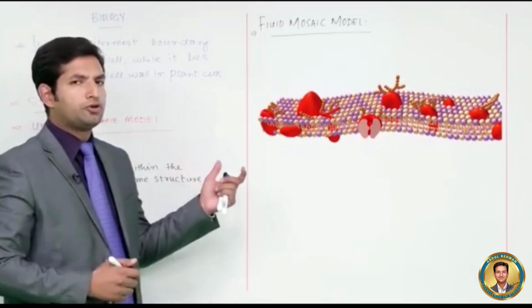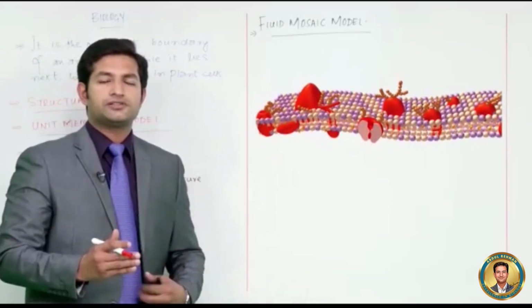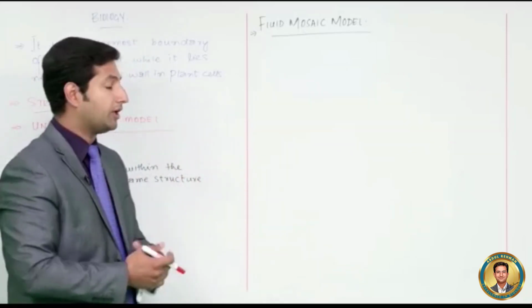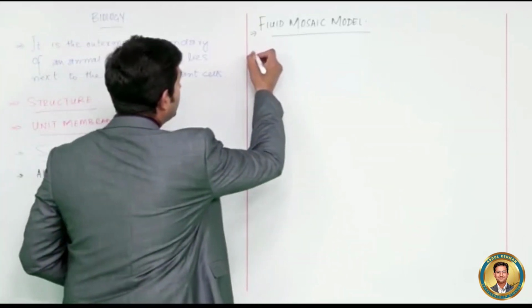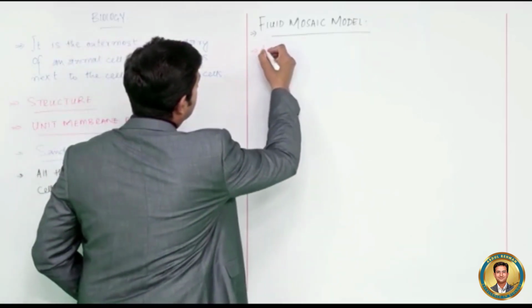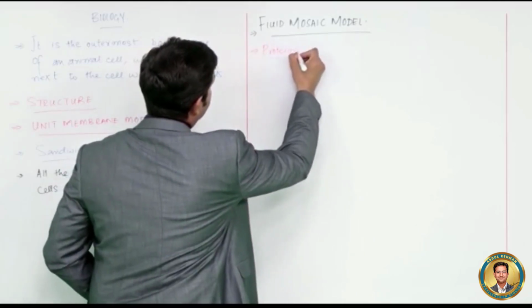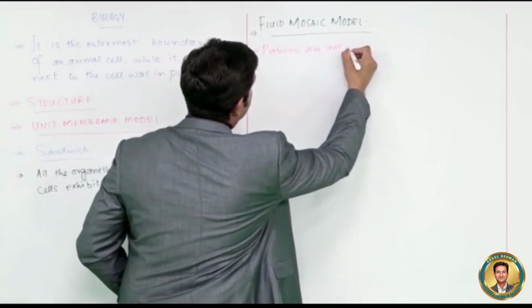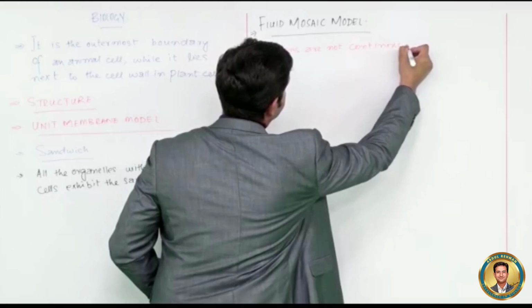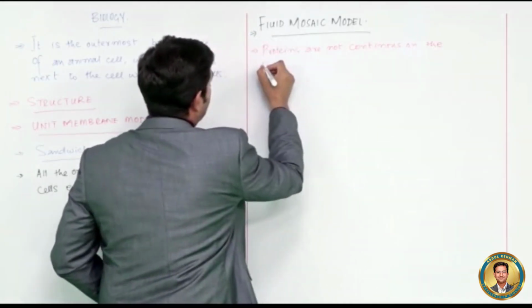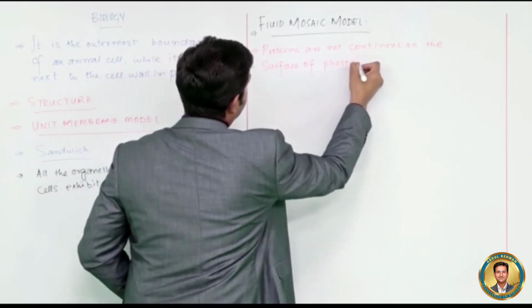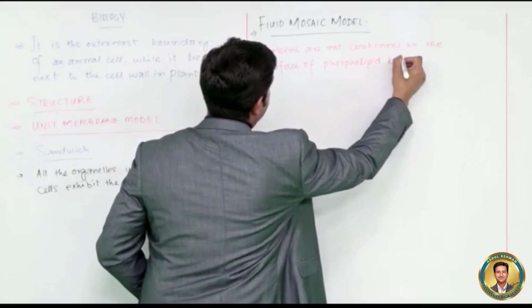Okay, this model was proposed by Singer and Nicolson, two well-known scientists. If you have studied the movements of particles across the plasma membranes, you should be familiar with them. Okay, now how can we state this model? We can say the proteins are not continuous on the surface of the phospholipid bilayer.